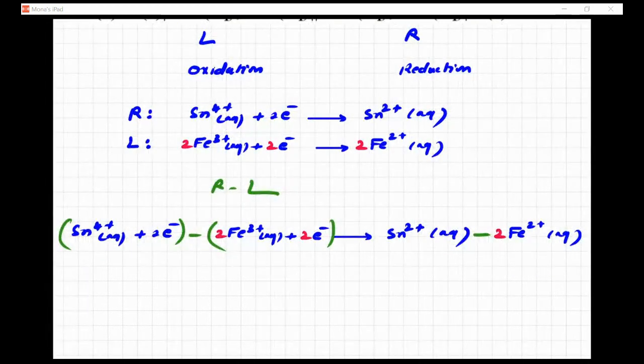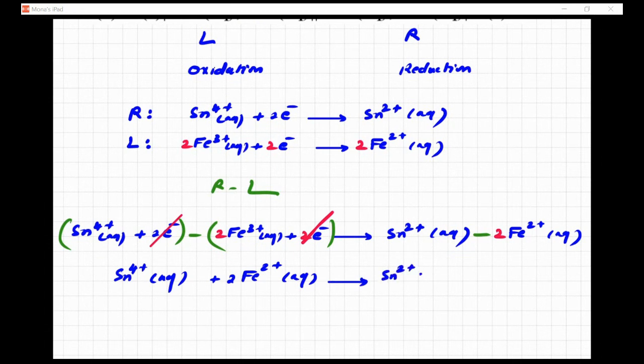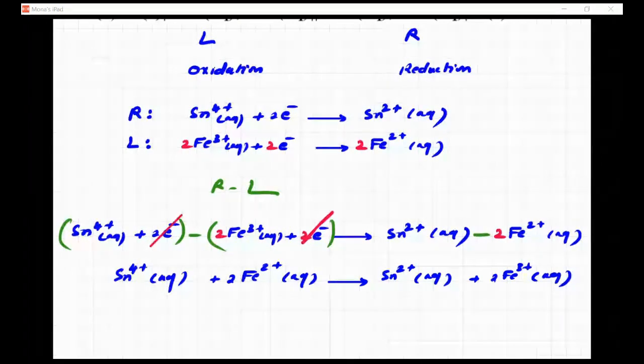Now my reaction, you could see that I will cancel what? The electrons here, they must cancel, right? And if I write the equation again, I will have Sn4+ aqueous on the left plus 2 Fe2+ aqueous, giving us Sn2+ aqueous plus 2 Fe3+ aqueous. So this is oxidation for the Fe2+ to Fe3+, and it is a reduction for the Sn4+ to Sn2+. Fine.